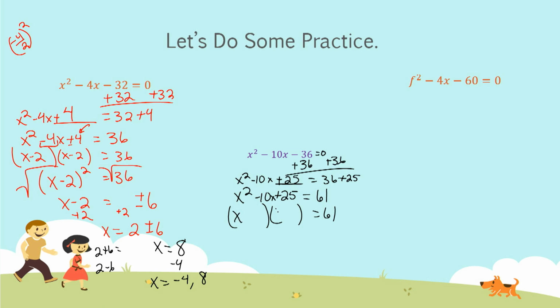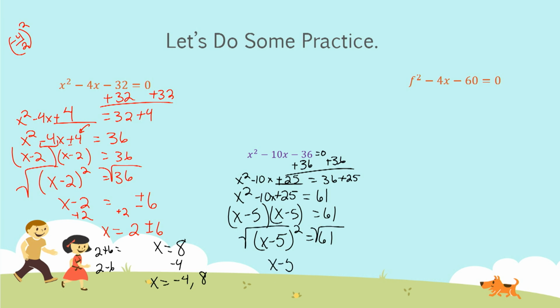All right, so I'm going to build my binomials. I'm going to have x and x. Factors of 25 that add to give me a -10 is going to be that -5. So I'm going to write that as a square. Then I am going to take the square root to get that out of the way.